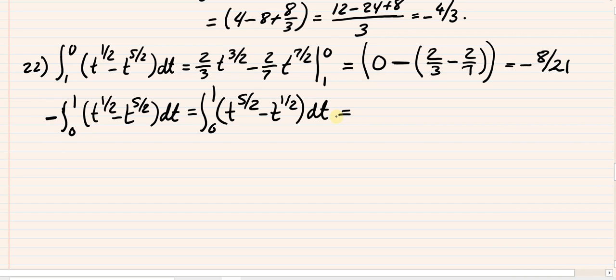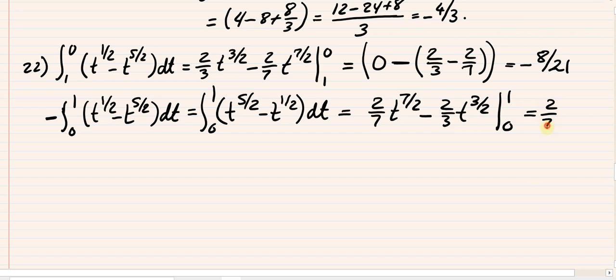So that integral will be the same, right? 2/3 t to, oh, actually, I swapped them out. So 5/2 plus 1 is 7/2, so it's going to be 2/7 t to 7/2 minus 2/3 t to 3/2. Evaluate it from 0 to 1 now. Upper limit gives you 2/7 minus 2/3. Lower limit gives you 0 when you plug in 0 for t.